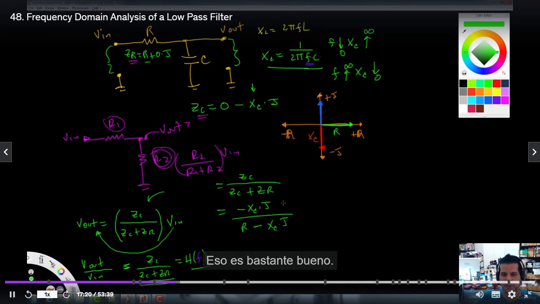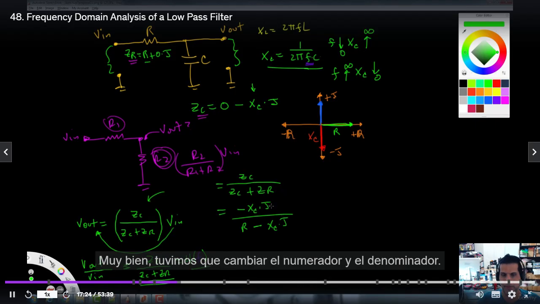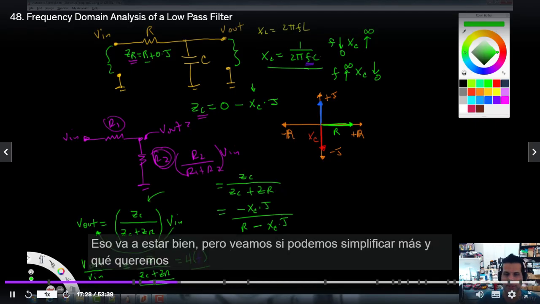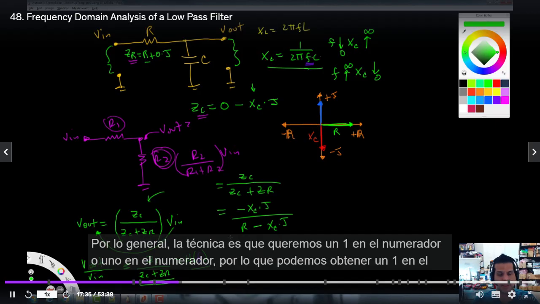So that's pretty good. Now, first thing is we've got these j's in here. We've got a j in the numerator and a j in the denominator. All right, so that's going to be okay. But let's see if we can simplify it any more. And what we want to simplify this thing to, usually, the technique is we want a 1 in the numerator. So can we get a 1 in the numerator somehow?